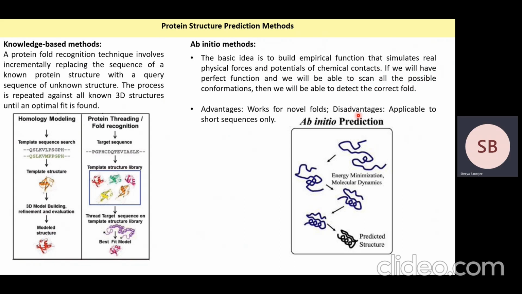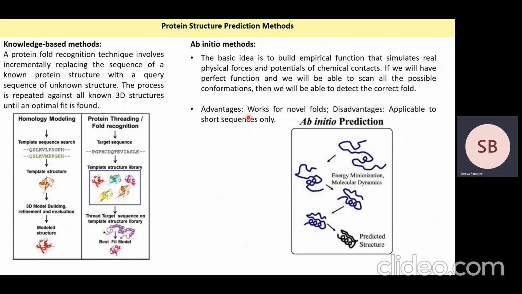So ab initio methods are basically like this: you have the unfolded protein and you apply molecular dynamics simulations in order to simulate the forces that exist in real proteins. Using the molecular dynamics simulation, the structure is predicted based on what structure will adopt the lowest energy conformation in the environment of the simulated intermolecular and intramolecular forces. So using molecular dynamics methods, the ab initio prediction is done.